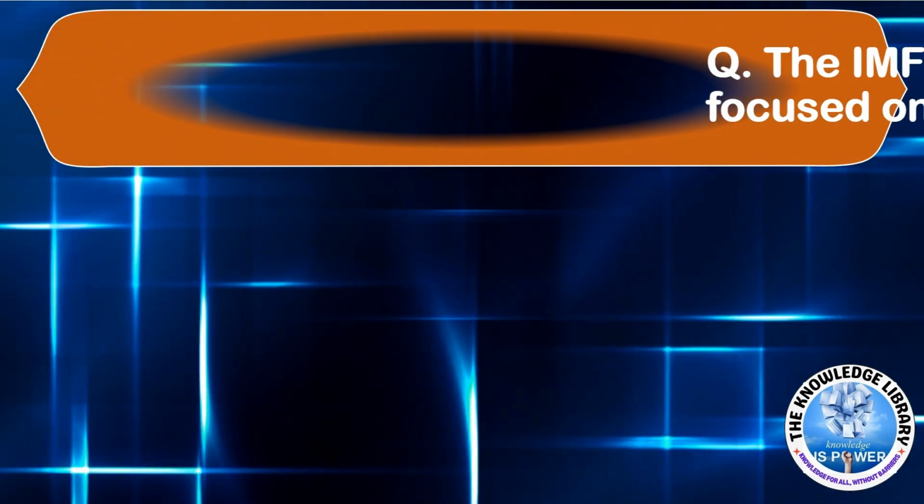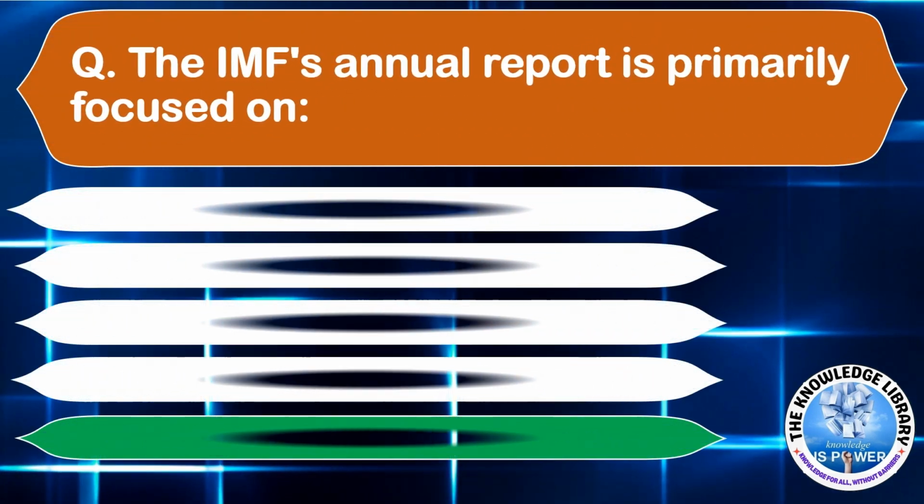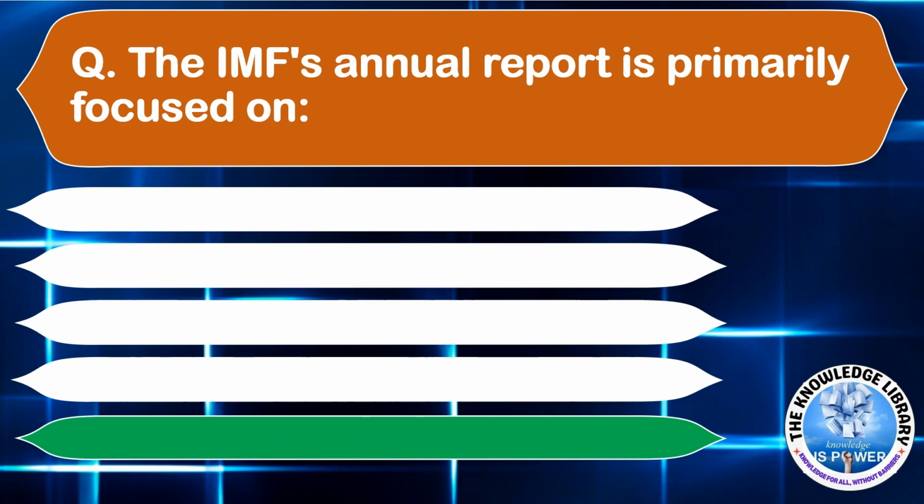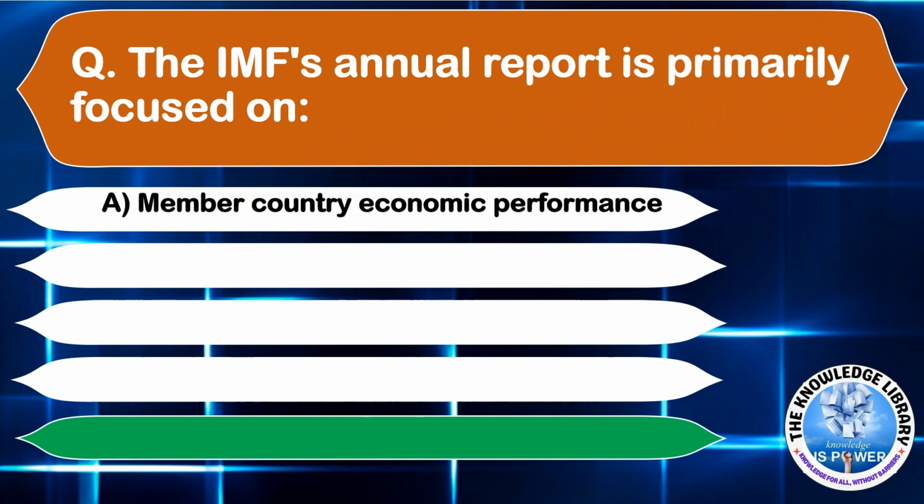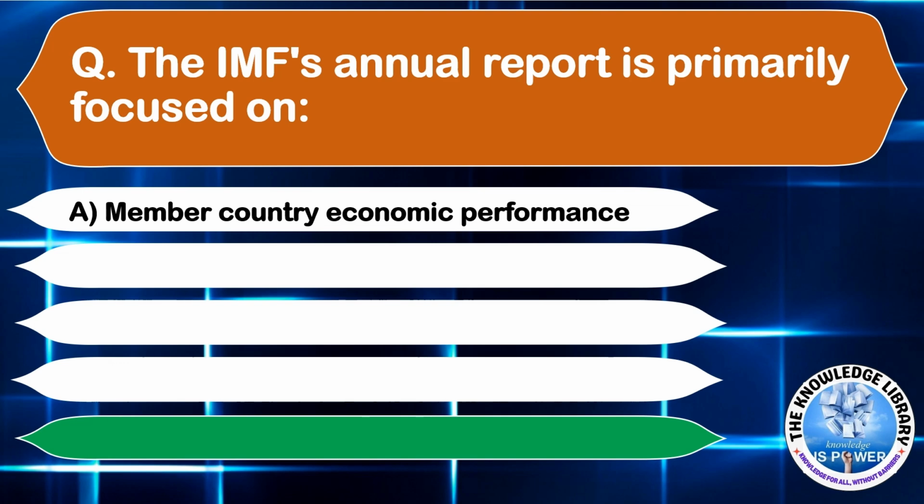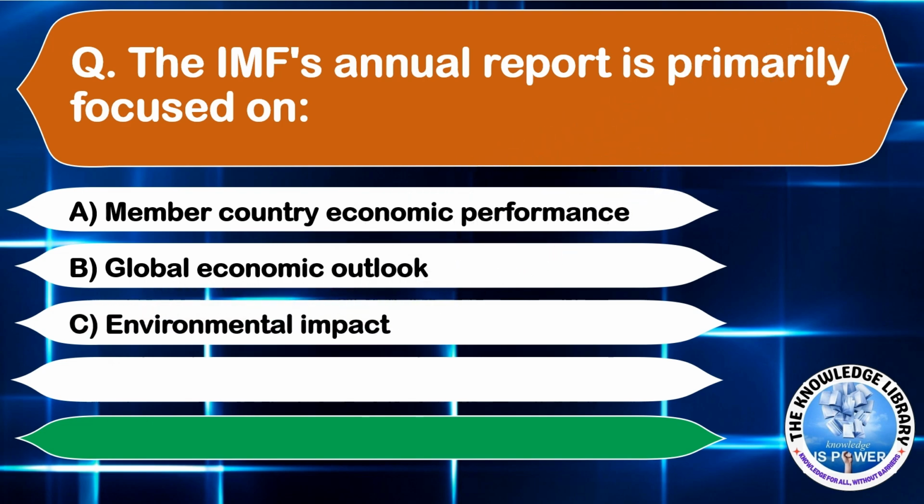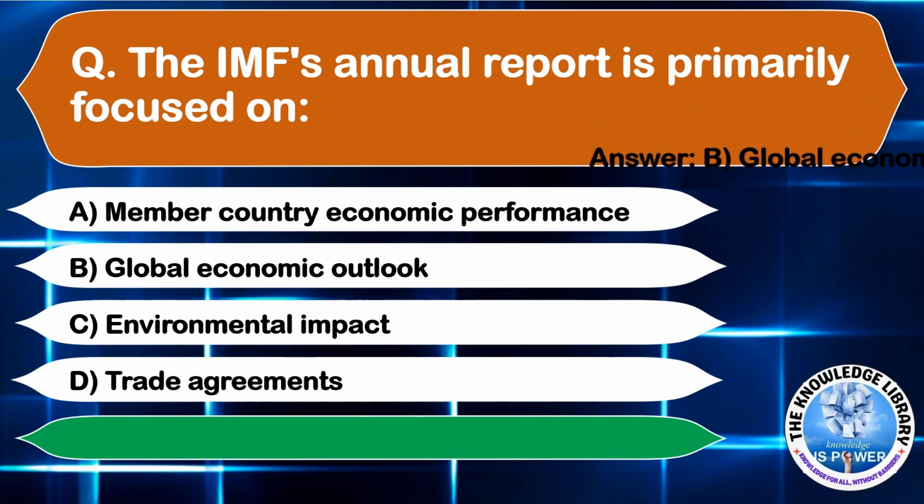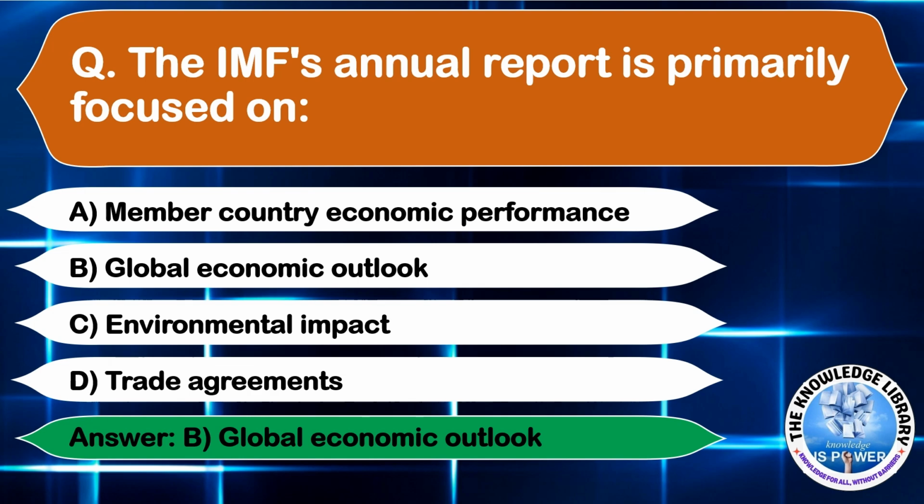Next question is, the IMF's annual report is primarily focused on option A, member country economic performance. Option B, global economic outlook. Option C, environmental impact. Option D, trade agreements. Answer is option B, global economic outlook.